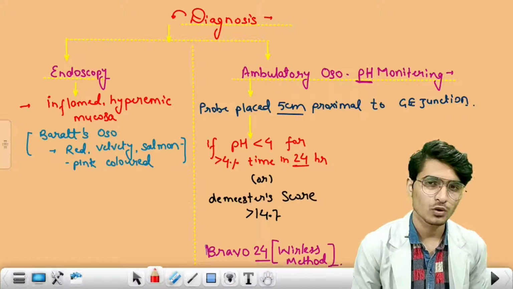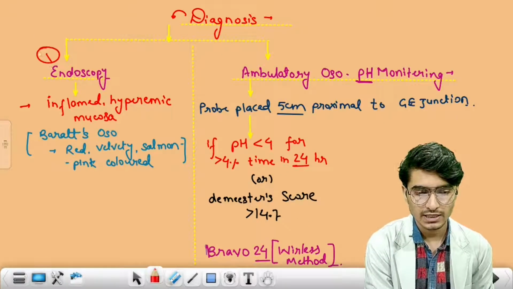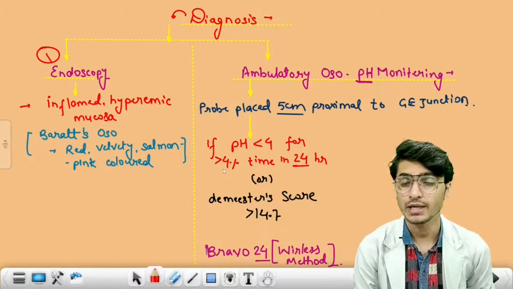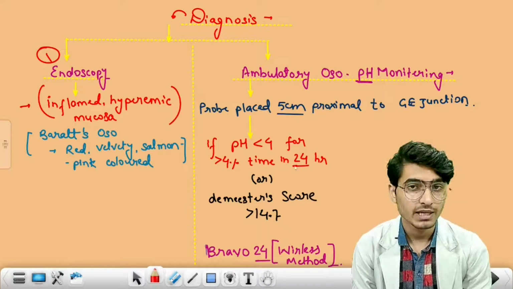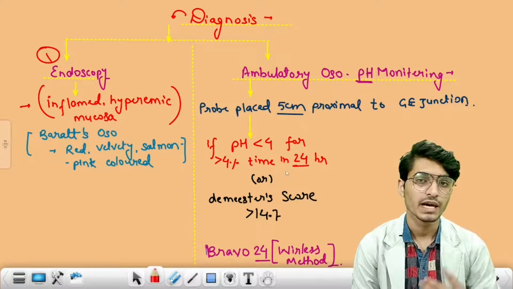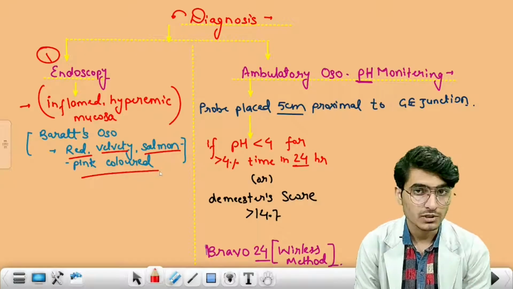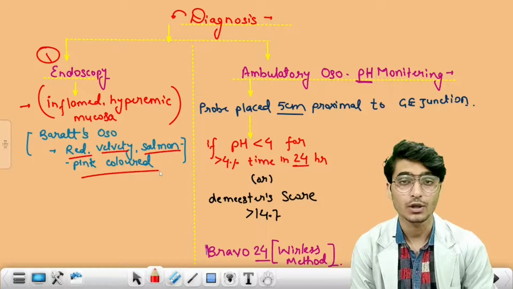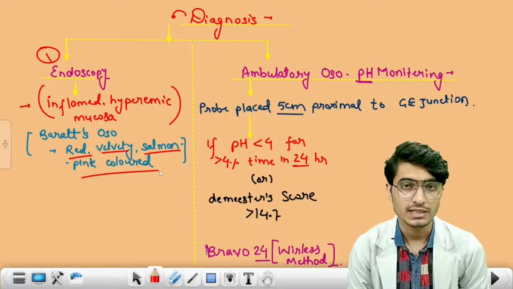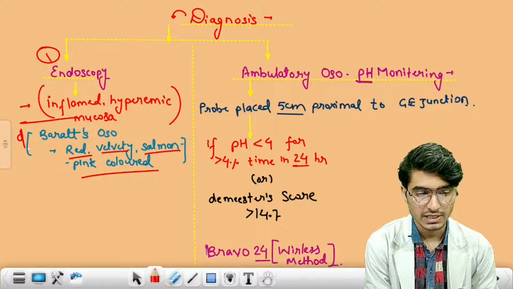So now guys, we will go for the diagnosis of GERD. Number one thing is the endoscopy, right? Upper GI endoscopy is done first, and the findings include inflamed and hyperemic mucosa. When we find red, velvety, salmon pink colored tongues and patches, that is basically Barrett's esophagus, a complication of chronic cases of GERD, right? So that is basically the differential diagnosis here.